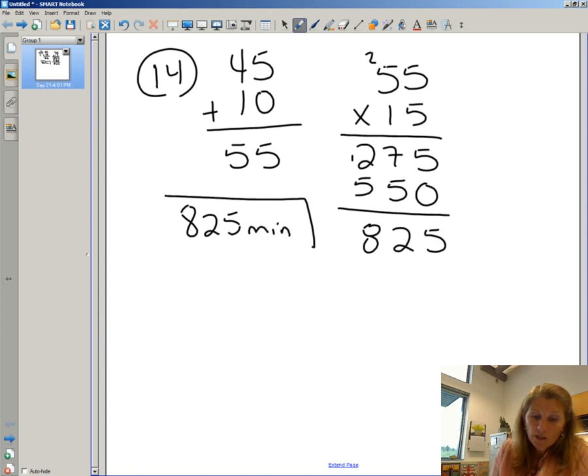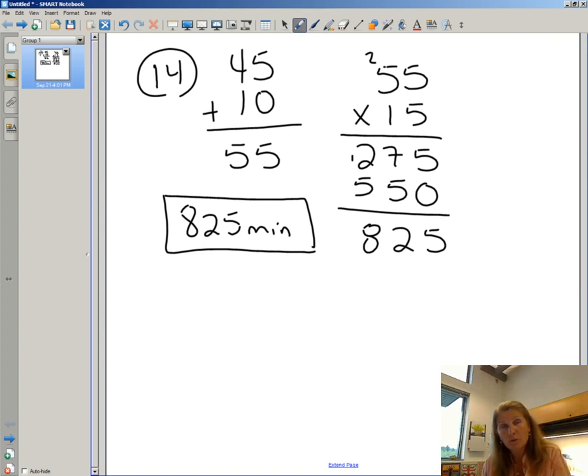that he spent doing yard work that summer, for mowing and leaf blowing anyway. 825 minutes total. And I put minutes on there because I want people to know when I'm finished, I'm not talking about lawns, or I'm not talking about leaf blowers, I'm talking about minutes. I want to give a unit to that number so that it makes sense. What is 825? It's the minutes he spent working.